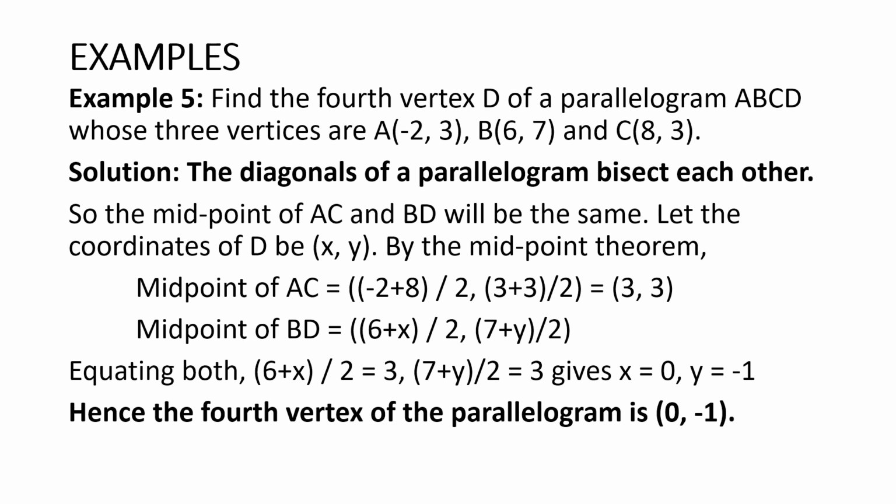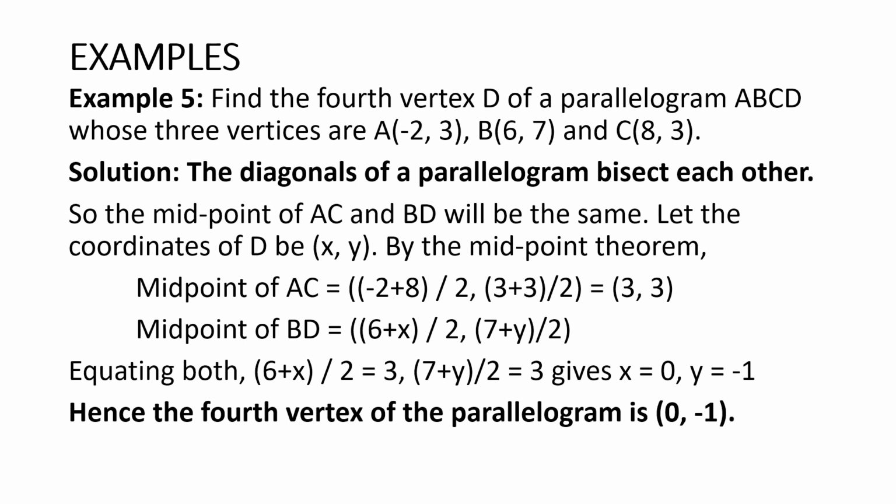Example 5. Find the fourth vertex D of a parallelogram ABCD whose 3 vertices are A(-2, 3), B(6, 7) and C(8, 3). Here we will use an important property of a parallelogram, that the diagonals of a parallelogram bisect each other. So here the diagonals will be AC and BD. D is that unknown vertex which we need to find out.